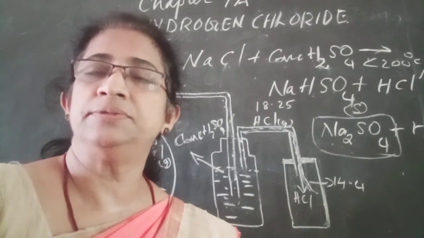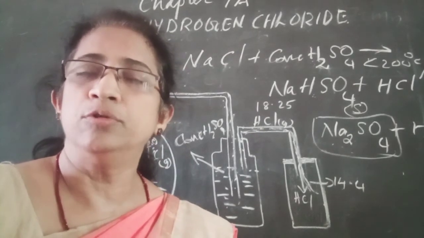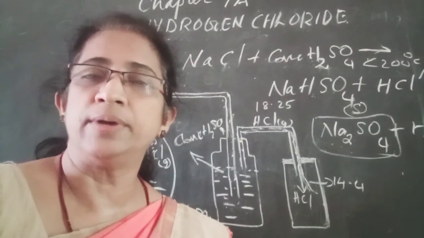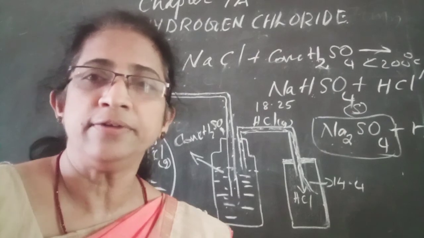Name the drying agents which are not used in the preparation: quicklime and P2O5. Why are they not used? Because they chemically react with HCl to form respective products.